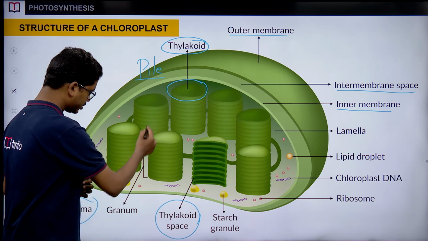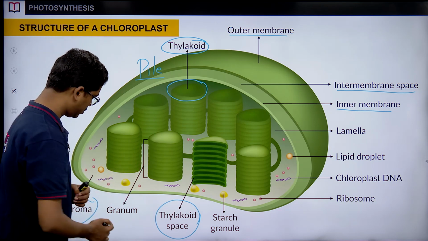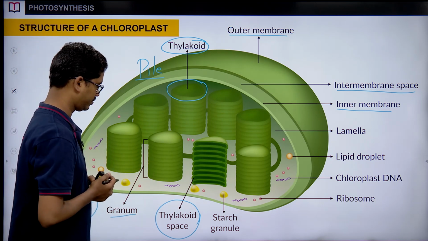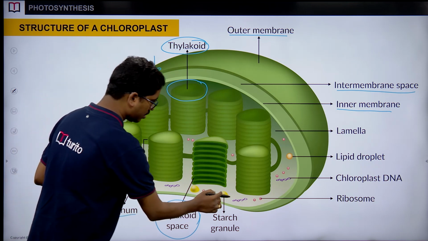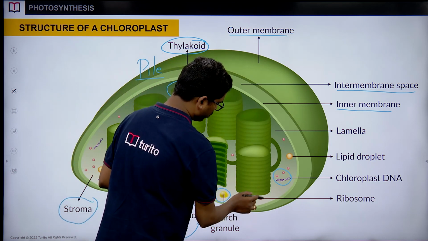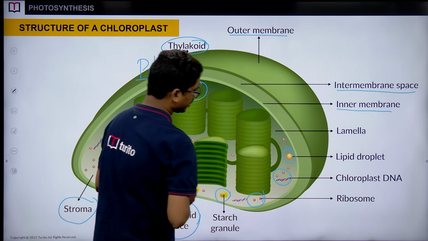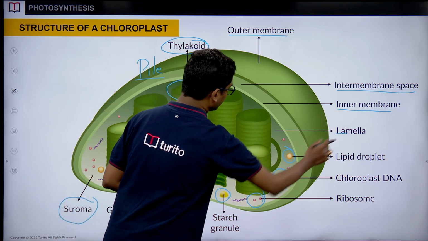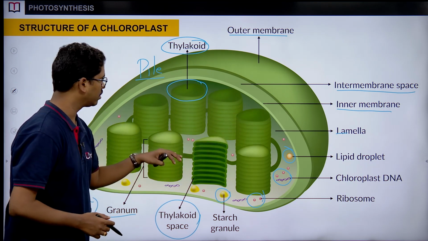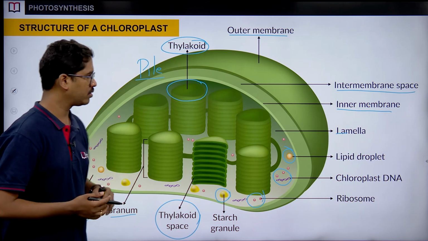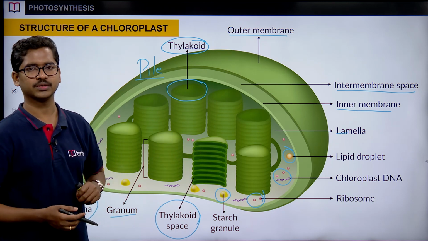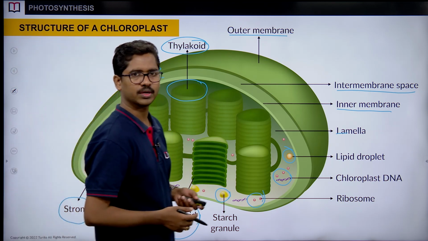So, this whole stack that you are looking at is actually the granum. That whole stack is known as the granum. Apart from that, if you observe carefully, you see a starch granule, its own DNA, and the ribosomes available along with the lipid droplet. Of course, the lamella. Lamella is nothing but the layer covering the thylakoid. So, these are the structure and the components of the chloroplast.